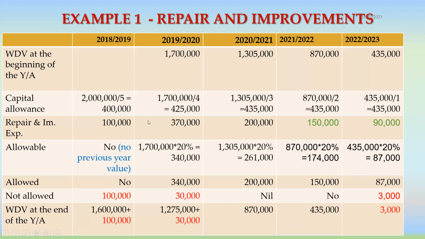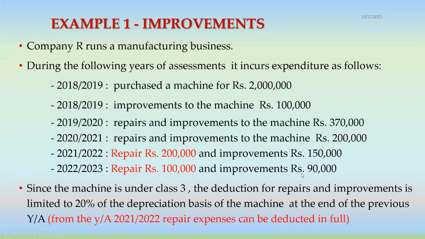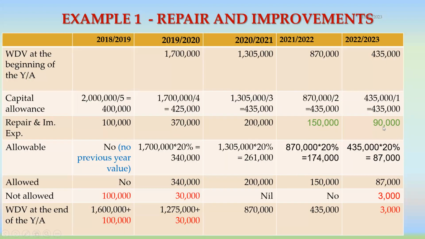And the repair, not the repair, but the improvements incurred is 90,000. Therefore, we can restrict that 90,000. So we can apply 24% on the previous written down value. The allowable amount is 87,000. So we can allow only 87,000. The balance 3,000 is not allowable as a deduction.